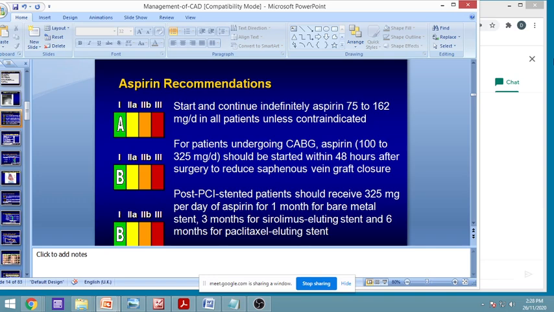So 3 months for sirolimus eluting stent and 6 months for paclitaxel eluting stent. Now this stent, why drug eluting stents? I told you these are the immunosuppressant agents. So why are we going for this immunosuppressant agent?